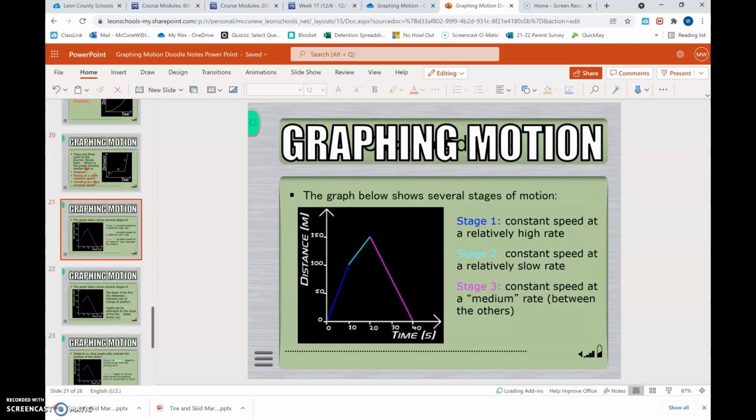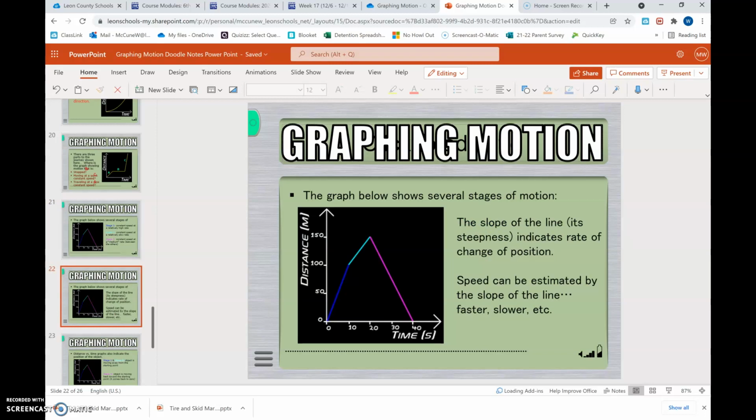This graph here is another graph of motion that shows different stages. Stage 1 is the dark blue line, and this is showing a constant speed at a relatively high rate. And stage 2 is this cayenne color here, and it is moving at a slightly slower rate. But stage 3 here is moving at a constant medium speed. But I want you guys to notice that this magenta line here is sloping downwards.